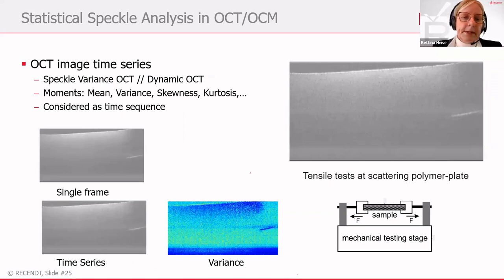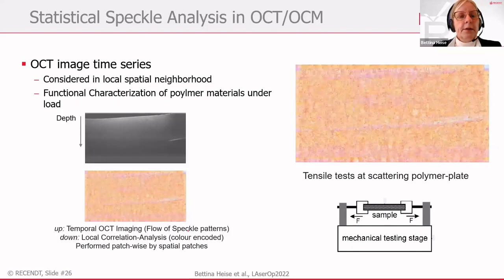It's in principle a time series, and it is running over time, and you can do this statistical analysis. You can also do correlation images. Here you can see it now in this upper movie. In the grayscale images, in the B-scans, you see, maybe with good eyes, a slight movement of the speckle patterns.